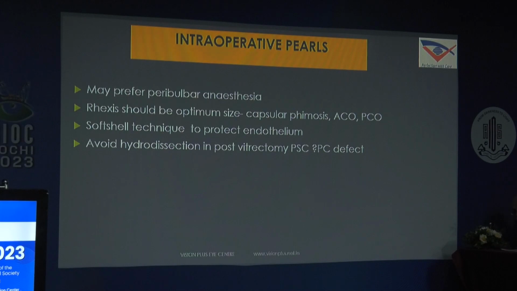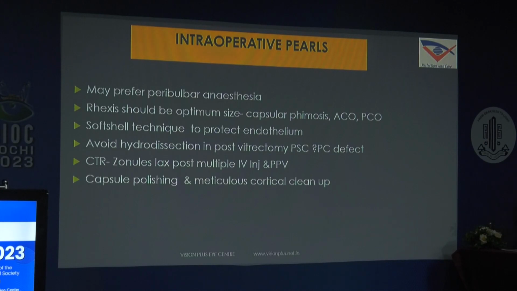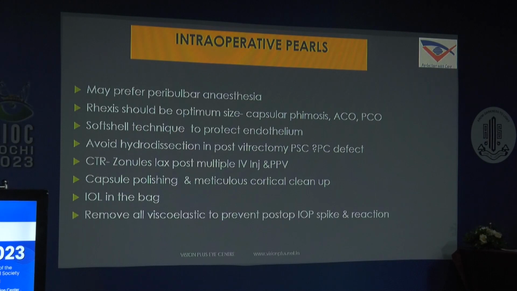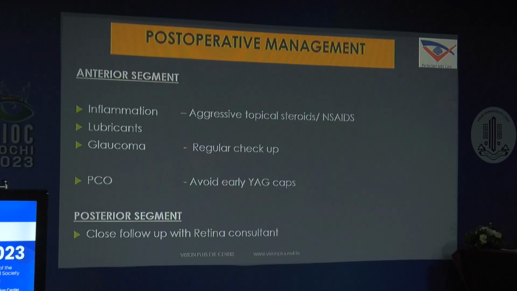Avoid hydrodissection, especially in posterior vitrectomy patients who have a posterior subcapsular cataract soon after vitrectomy. These patients could be having a PC defect, and you may end up having a nucleus drop. The zonules are weak, so you may have to use a CTR, and capsule polishing and a meticulous cortical cleanup is very important, because you don't want to do an early YAG in such cases. Again, having an IOL in the bag and removing all the viscoelastic to prevent a post-op IOP spike and reaction is important. If you're going to be combining with vitrectomy, or you think the patient may require laser post-op, then it's a good idea to suture your incision.